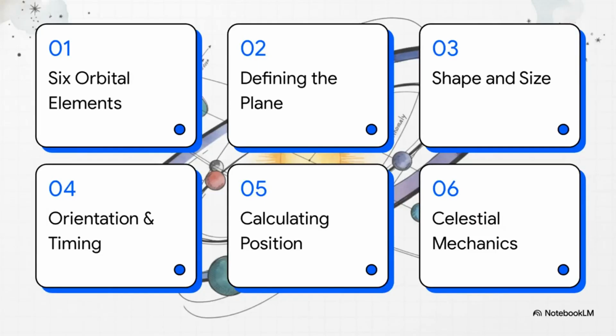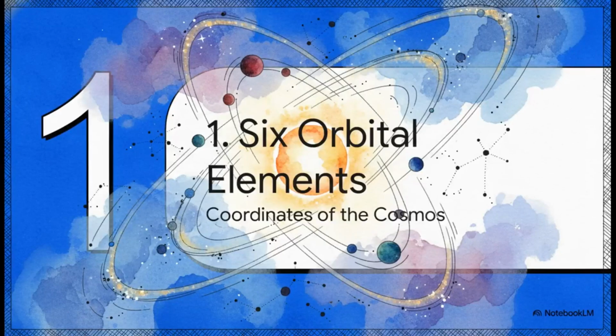So, here's our roadmap. We're going to break this down into 6 logical steps. First, we'll establish the orbital plane itself. Then, we'll sketch out the size and shape of the orbit on that plane. After that, we need to orient it correctly and lock it into a specific time. And once we have all that, we'll see how we can calculate a planet's exact position and why this is so critical for astronomy.